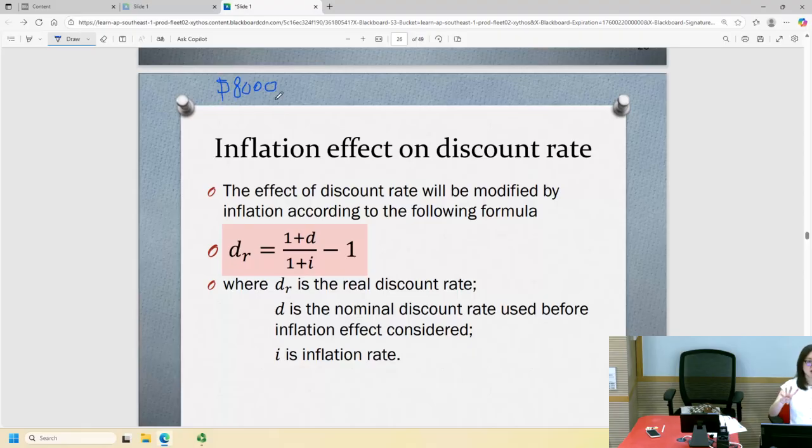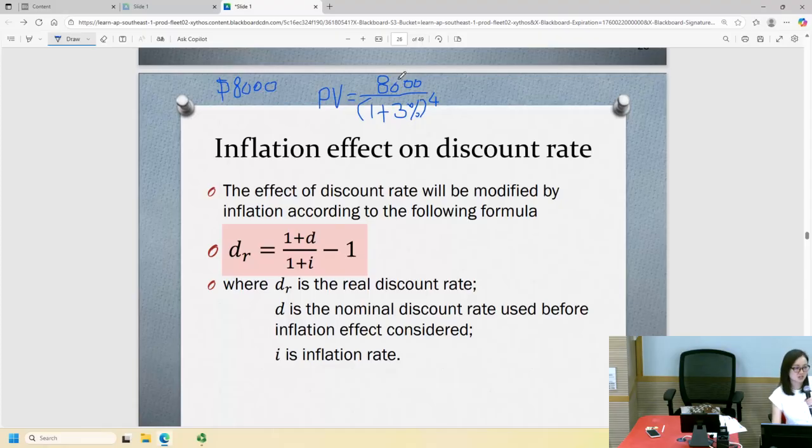4 years later, I know that I need to spend $8,000, and maybe my discount rate is 3%, let's say. Then the present value of $8,000 would be 8,000 divided by 1 plus 3% to the power 4. This is the present value of $8,000 after 4 years, right? But you know there is inflation. So let's say the inflation is 2%.